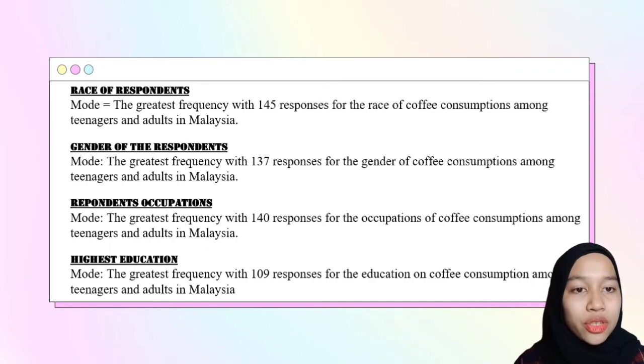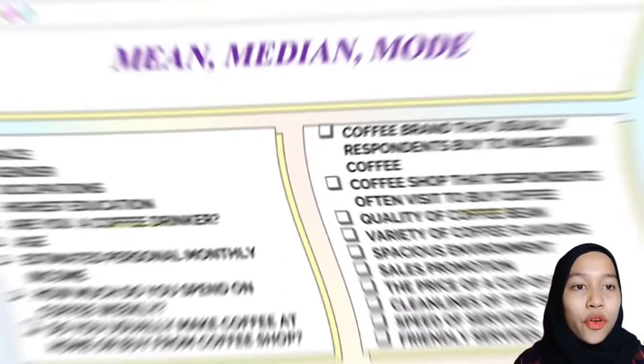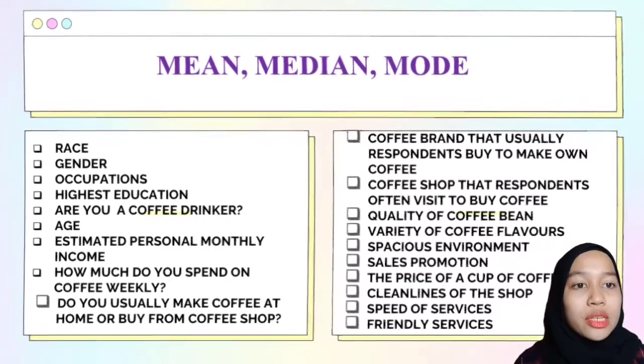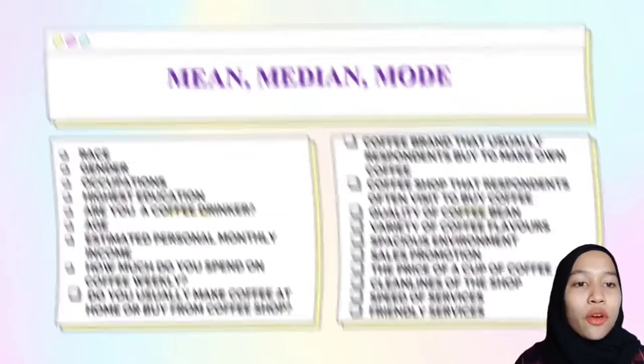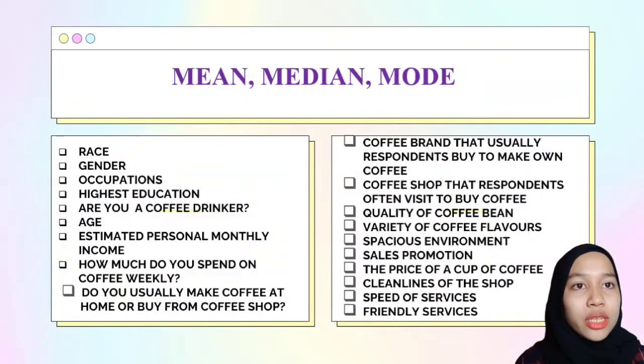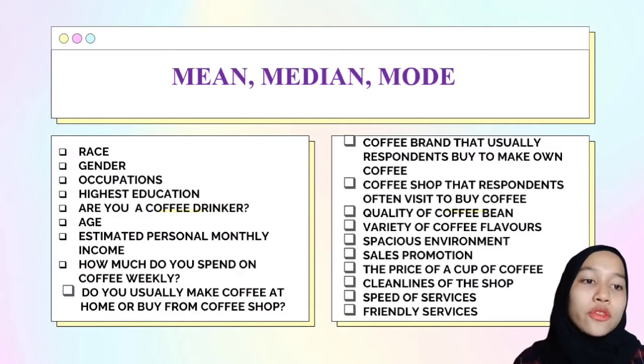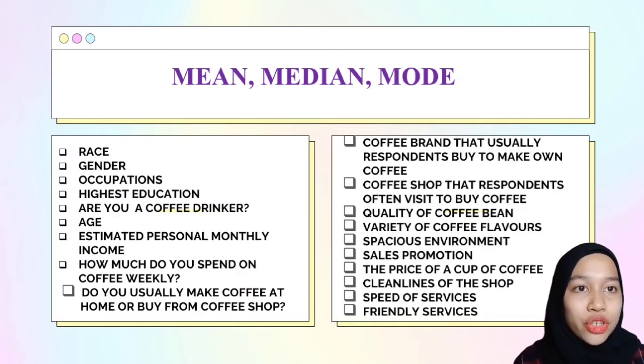and adults in Malaysia. Are you a coffee drinker? Mode, the greatest frequency with 120 responses for the coffee drinker of coffee consumption among teenagers and adults in Malaysia. For age, mean 18.493, median 6. Mode, the greatest frequency with 152 responses for the age of coffee consumption among teenagers and adults in Malaysia is between 11 to 22.